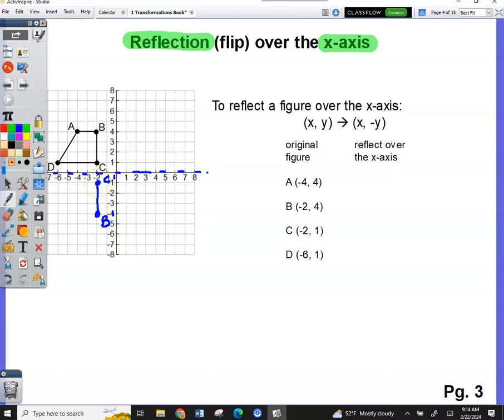And then you also can use the fact that the shape's not supposed to change size, right? So I know that D will land here as D prime, and I can see that A and B are only 2 apart, so A prime should be right there.